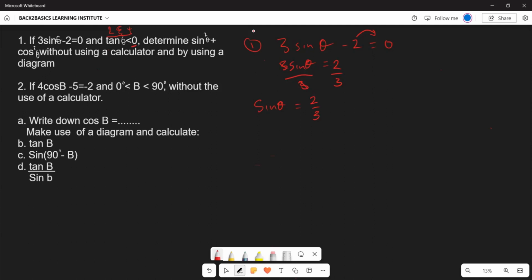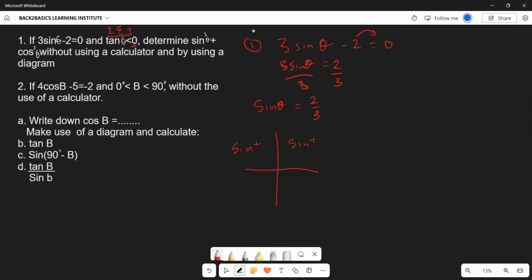Now the second part is to identify in which quadrant you are going to find this ratio. Let's check. You have the positive value here and the positive value here, the numerator and your denominator, right? And you know that if you draw a CAST diagram, sine is positive in your first quadrant and sine is positive in your what?